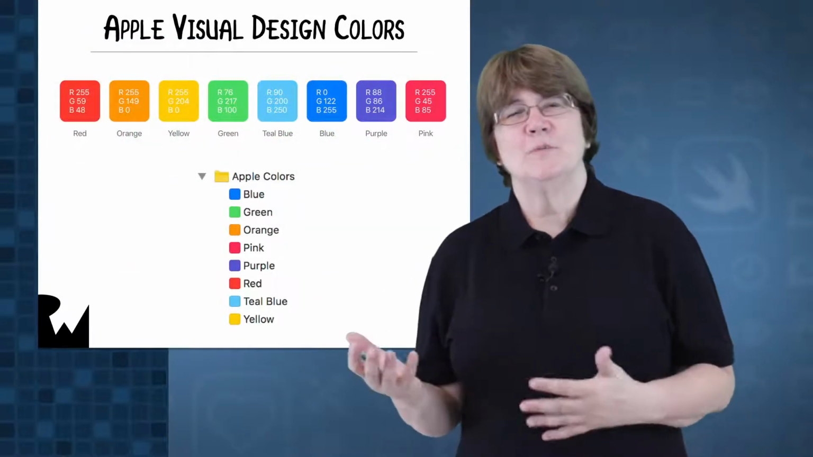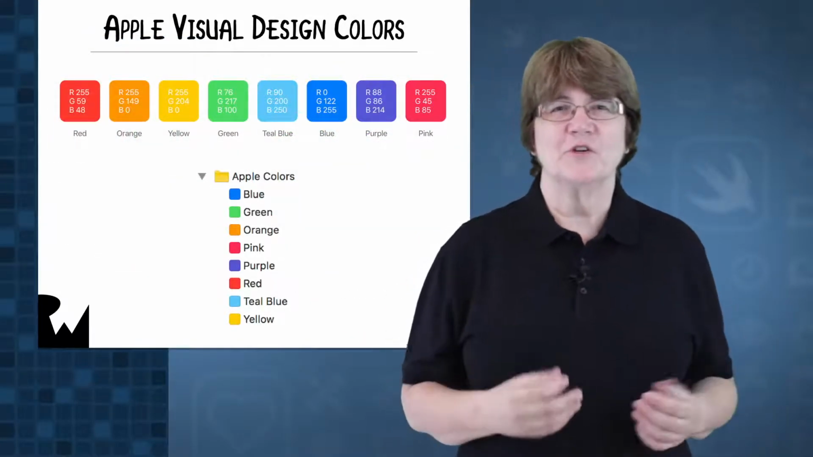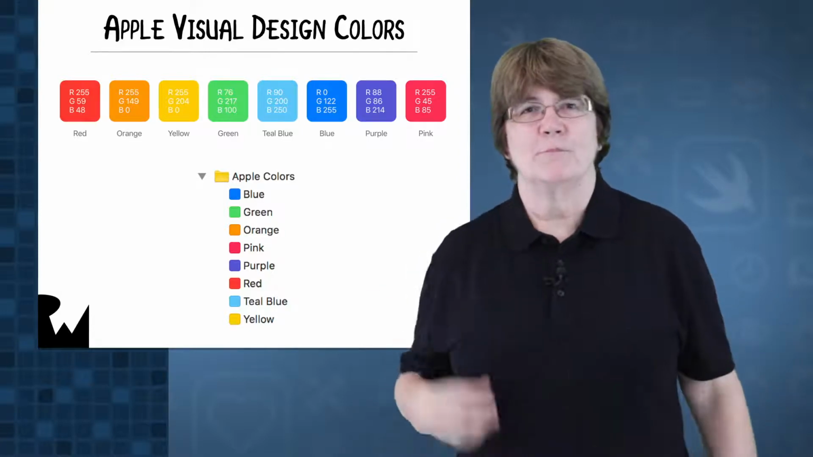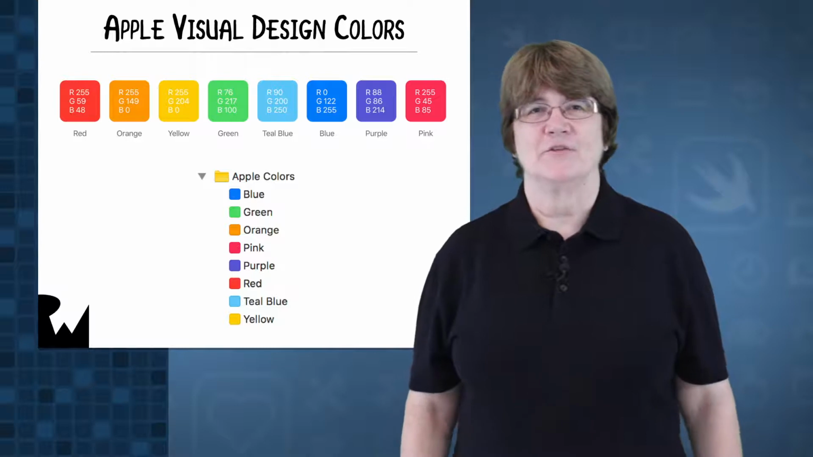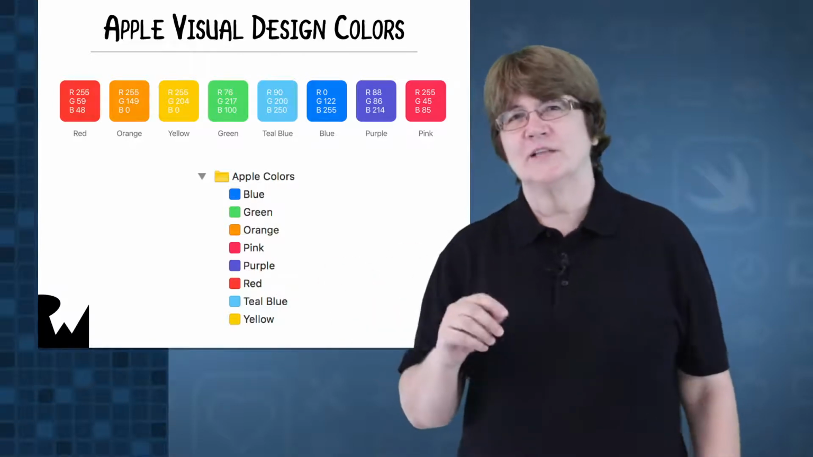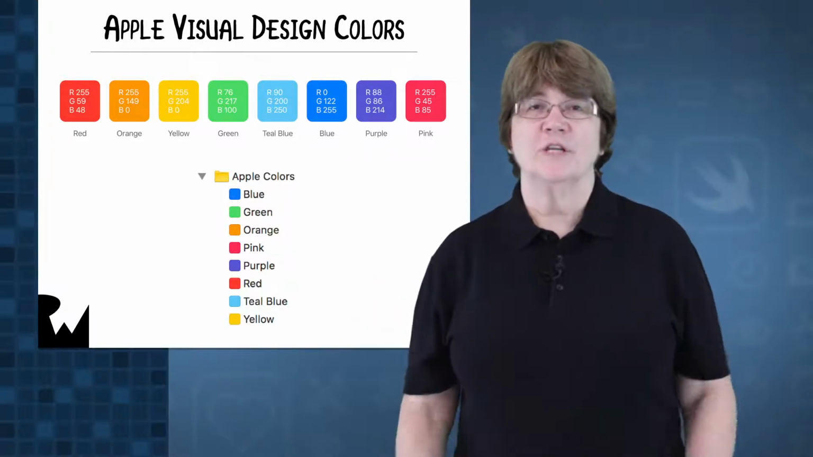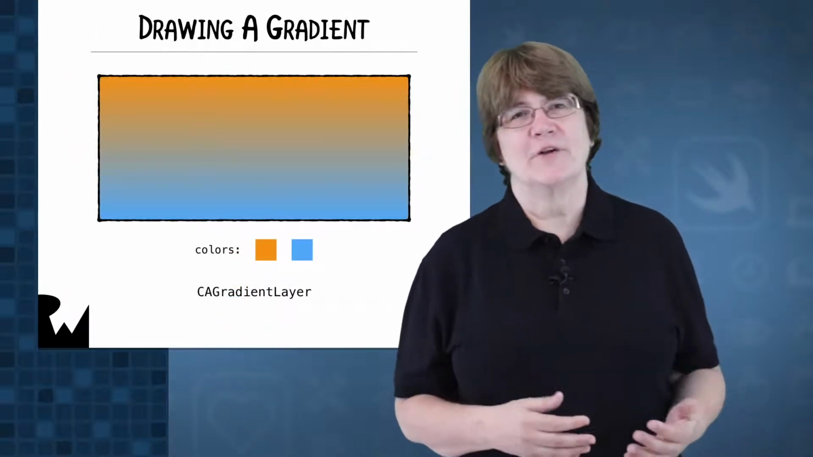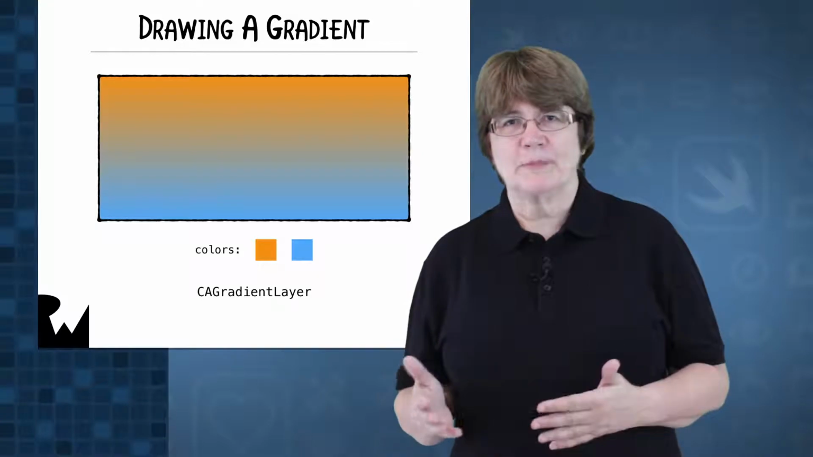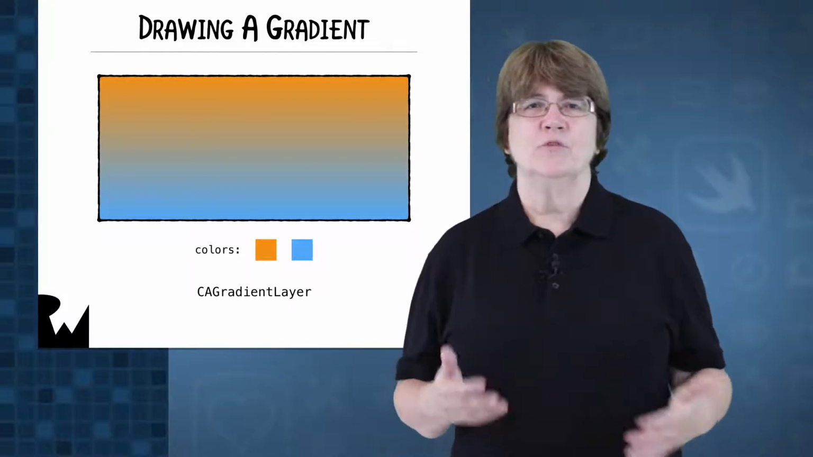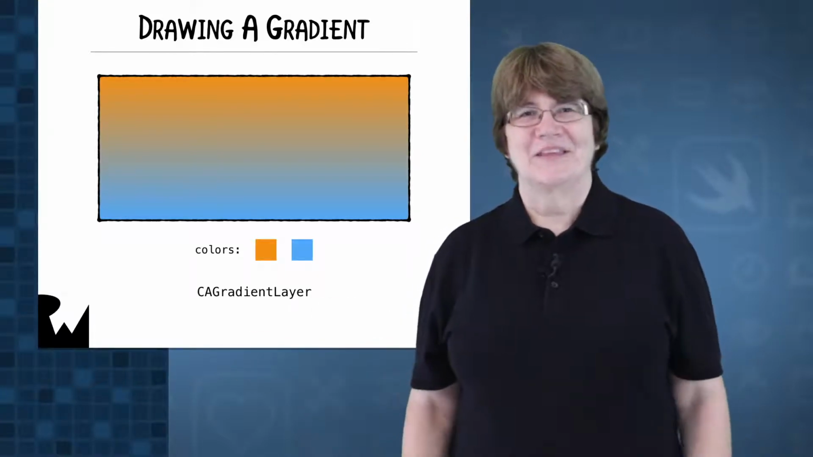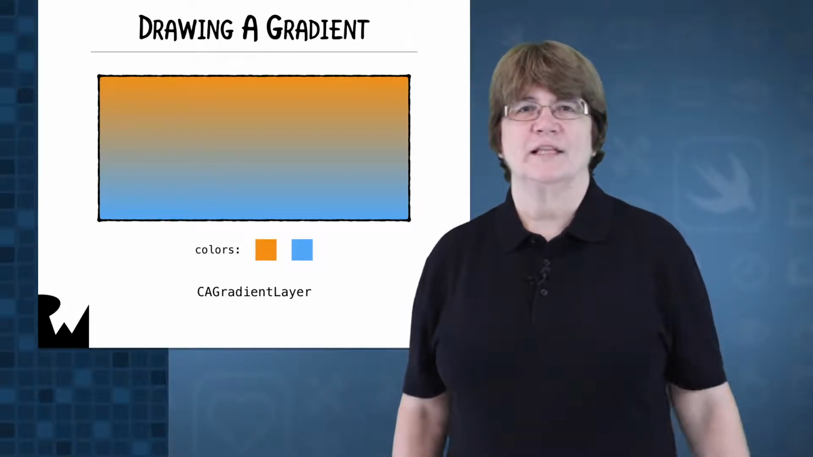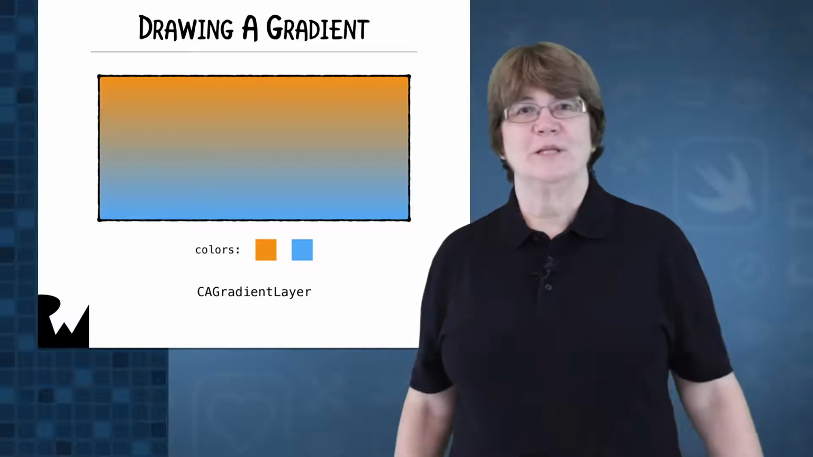In Apple's Human Interface Guidelines visual design document, they have listed some tint colors that look great on both light and dark backgrounds. I've included these colors in the asset catalog, so you can experiment using these colors. To create a gradient background, you use a special subclass of CALayer called CAGradientLayer. And you simply supply the CAGradientLayer with a list of colors, in this case orange and blue.